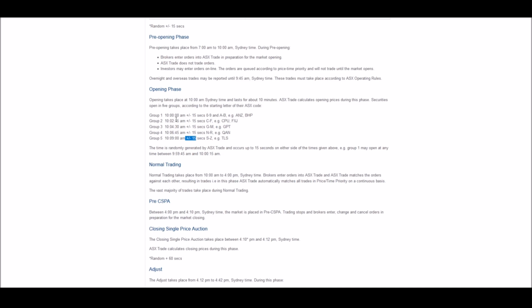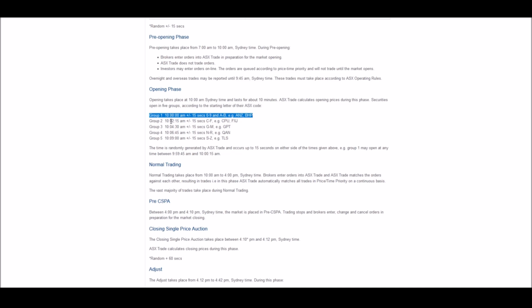So we can have a stock that looks like it's going to open really strong, but then people can pull out their orders and suddenly the price will just go back to normal. So between 10 a.m. plus minus 15 seconds, so that's 9:59 and 45 seconds, or 10 a.m. and 15 seconds, somewhere in that 30-second range, any stocks that start with the tickers 0 through to 9 or A to B, and here are some examples, these will open up first. So these stocks will go live at that time frame first.